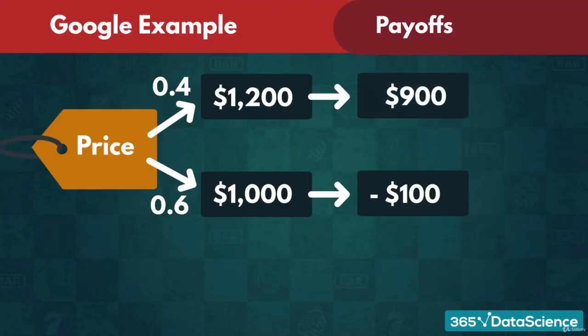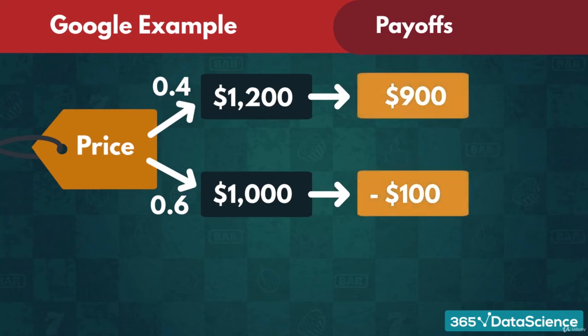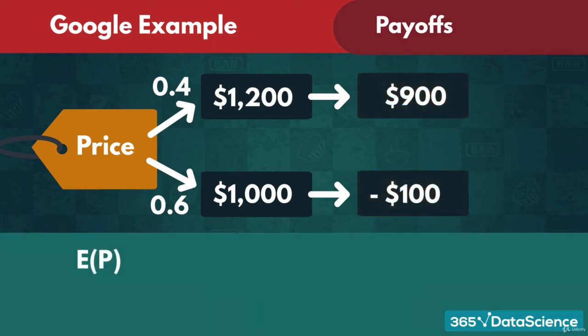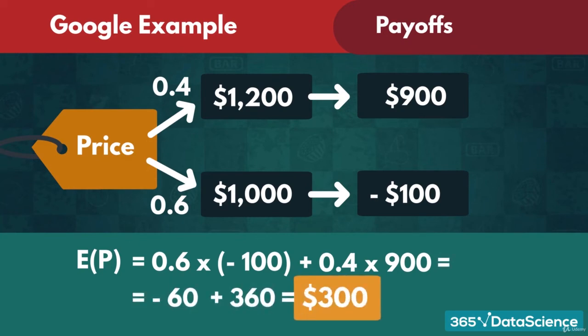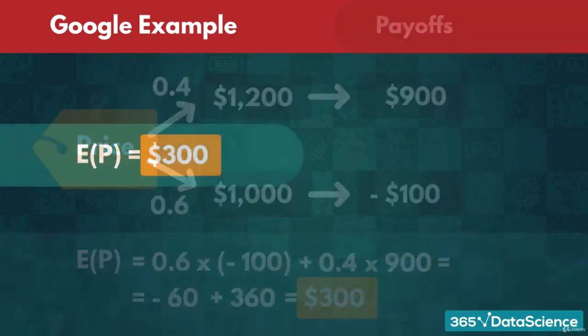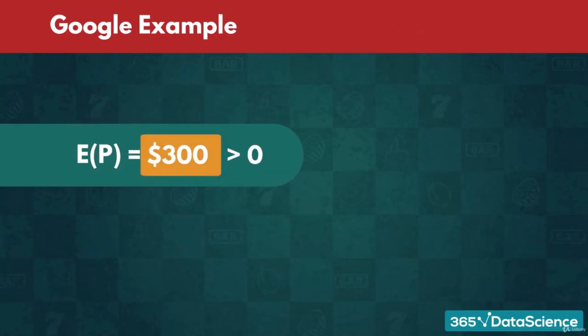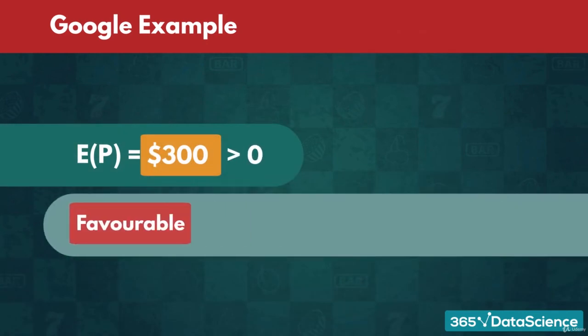Let's go back to our example. We have the payoffs for two possible outcomes and their associated probabilities. We use the expected value formula to get 0.6 times negative 100 plus 0.4 times 900. That equals minus 60 plus 360, or $300? Since 300 is greater than 0, this deal is favorable for us, and we should buy the option.